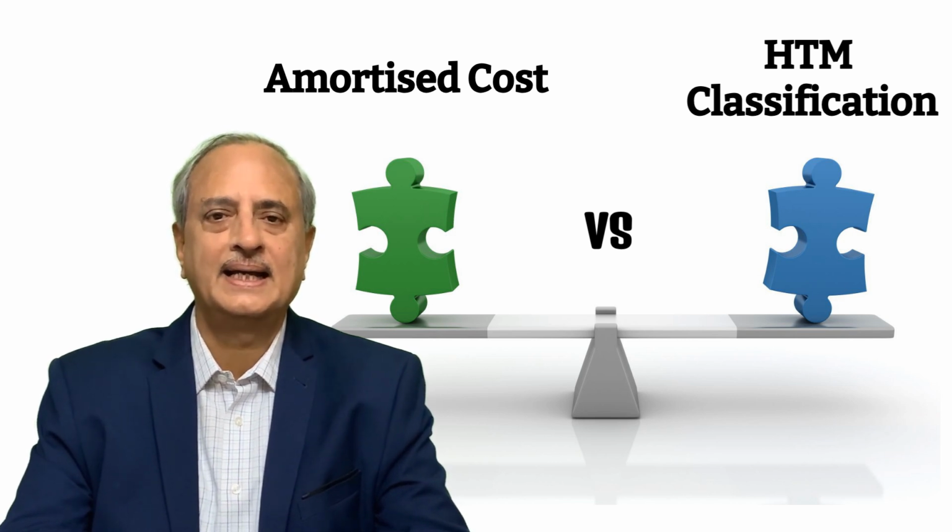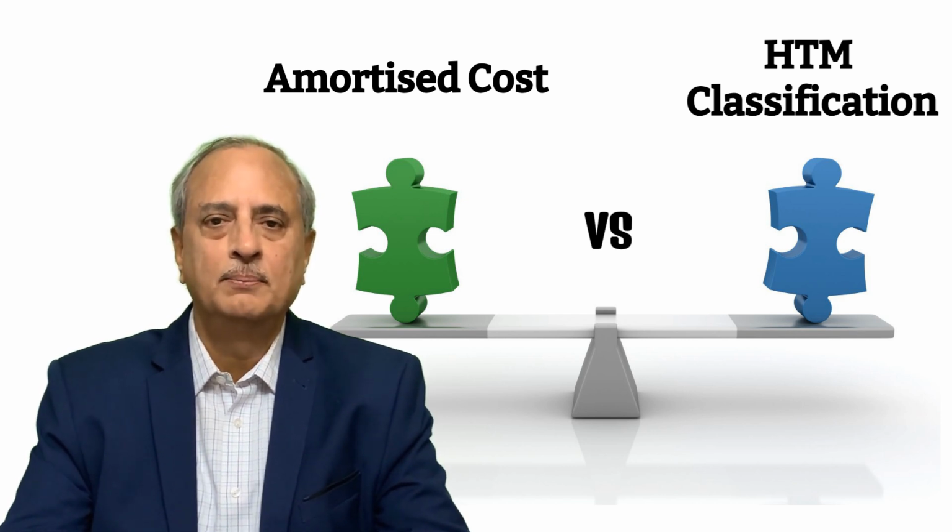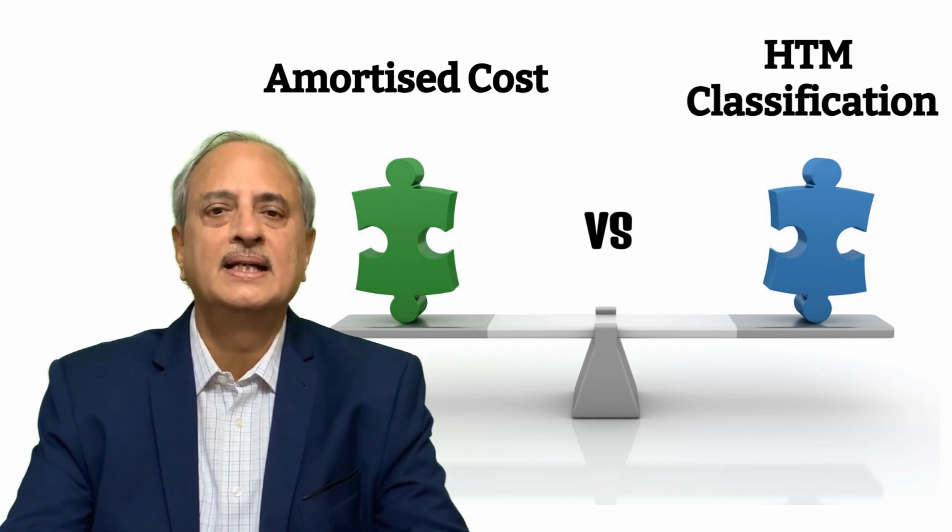Under IAS 39, HTM investments were financial assets that an entity had both the ability and the intention to hold until maturity. For example, if you bought a bond with a 10-year maturity and planned to hold it for the entire duration, it would typically be classified as HTM.